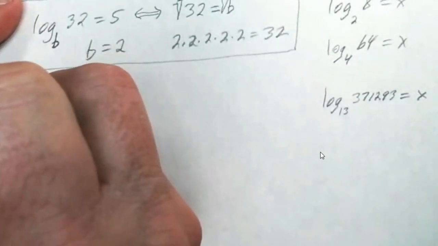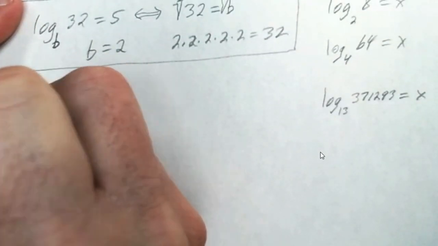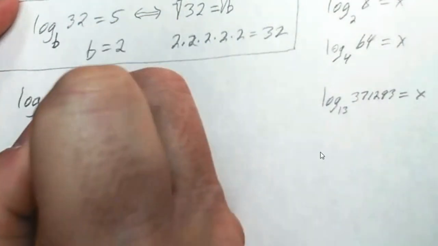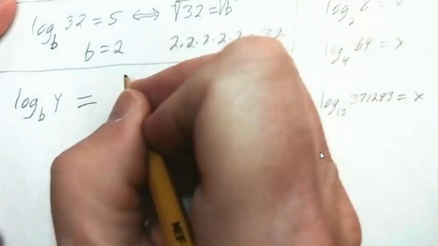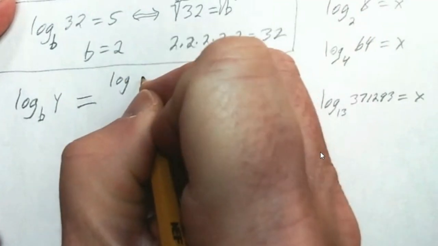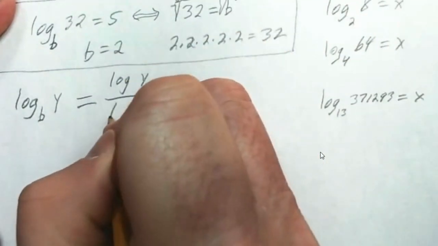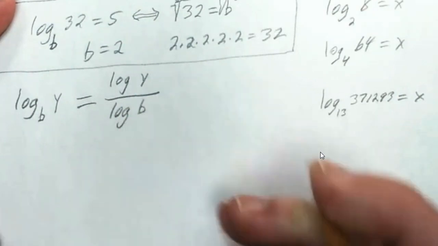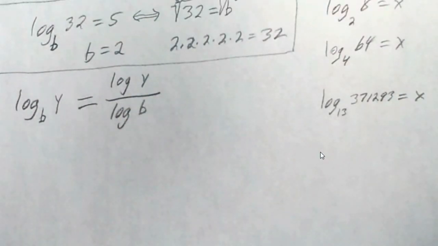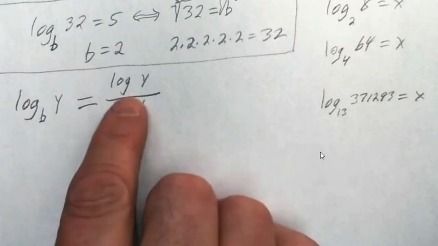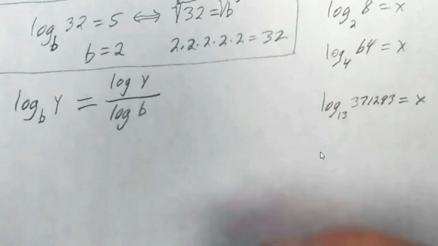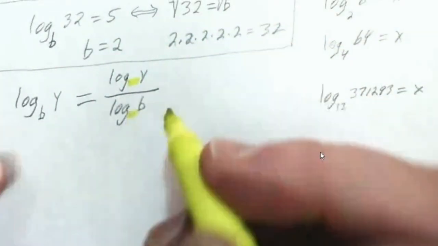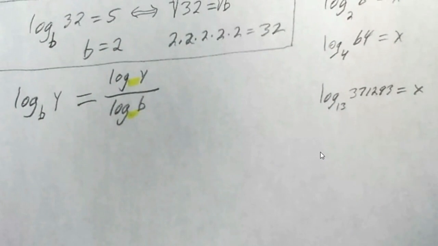So if we have log base b of y, that is the same as log of y divided by log of b. Wait a minute, what base did you use, Mr. Brock? Because you didn't write a base. Oh, those are base 10. Notice there's nothing written there. I put no base here, so these are base 10. Hey, the calculator's base 10.